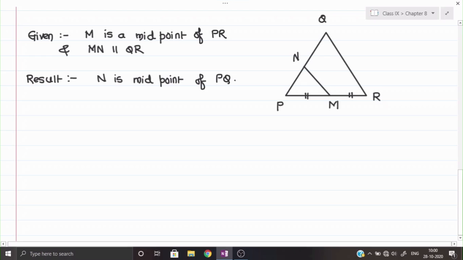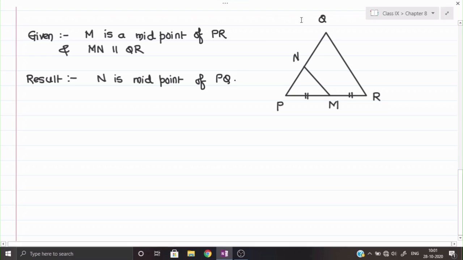Remember, this theorem involves only three things. Out of the two points, one should be a midpoint. From that point, the line drawn should be parallel to the third side, that is your given. And in the result, the remaining point at the other end will also be a midpoint, in terms of the result.